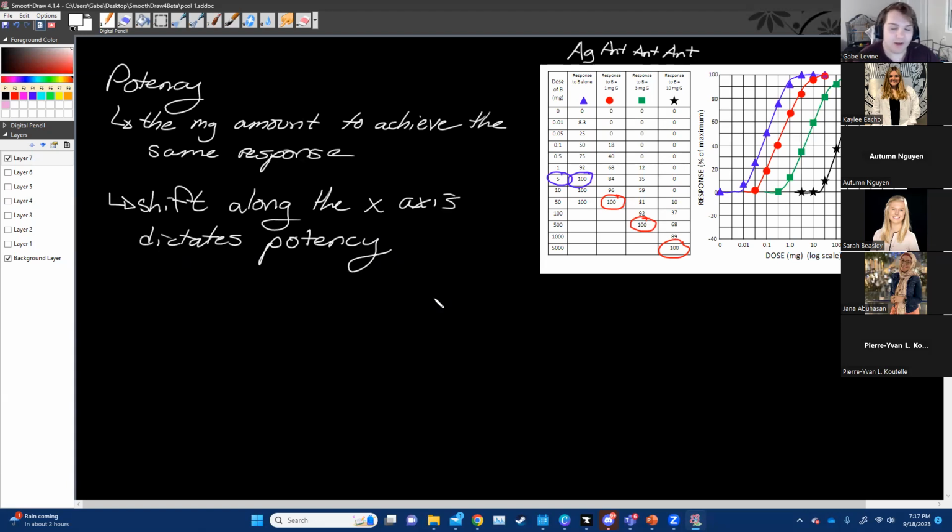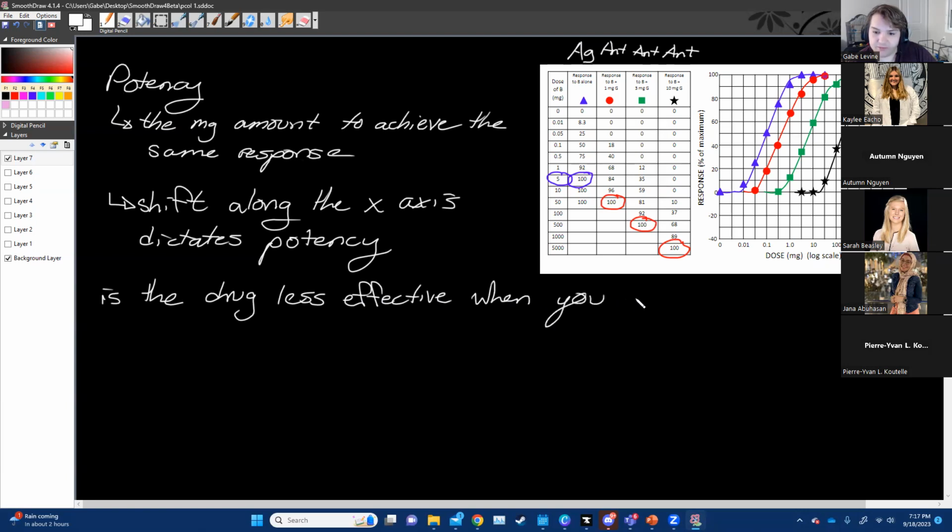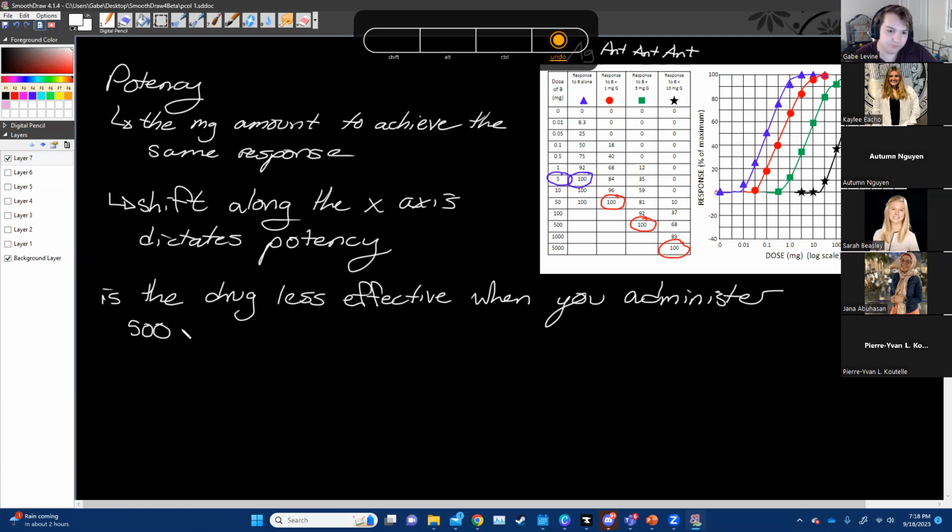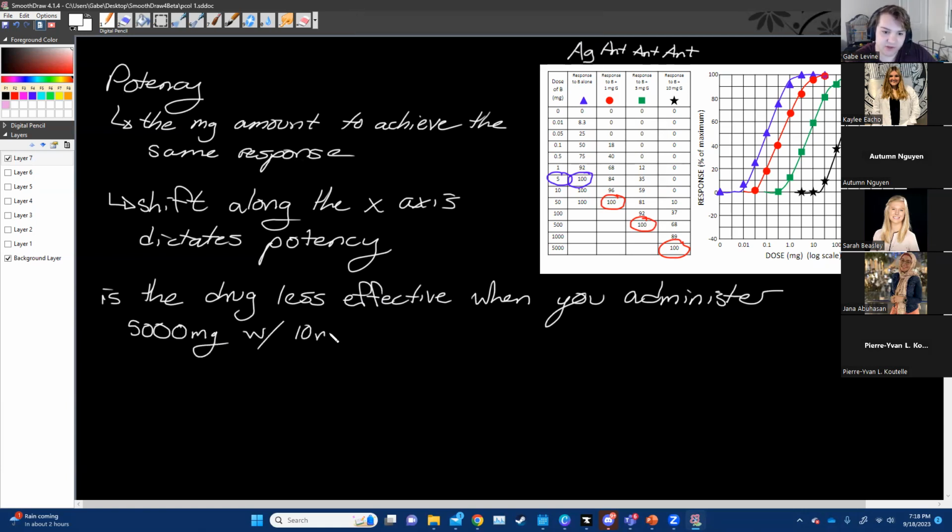So the question becomes, is the drug less effective when you administer 5,000 milligrams with 10 milligrams of the antagonist? What do we think? Less effective? No, it's just as effective. Just as effective. And just like people are saying, you get to the same maximal response.